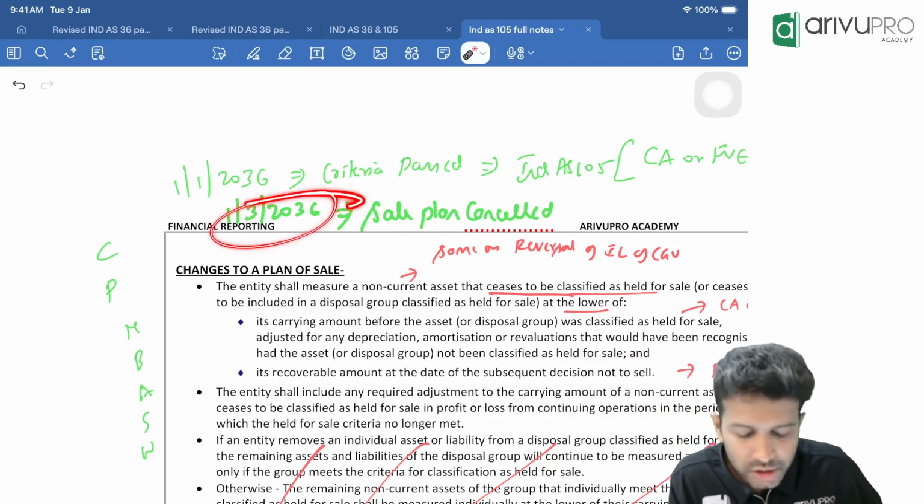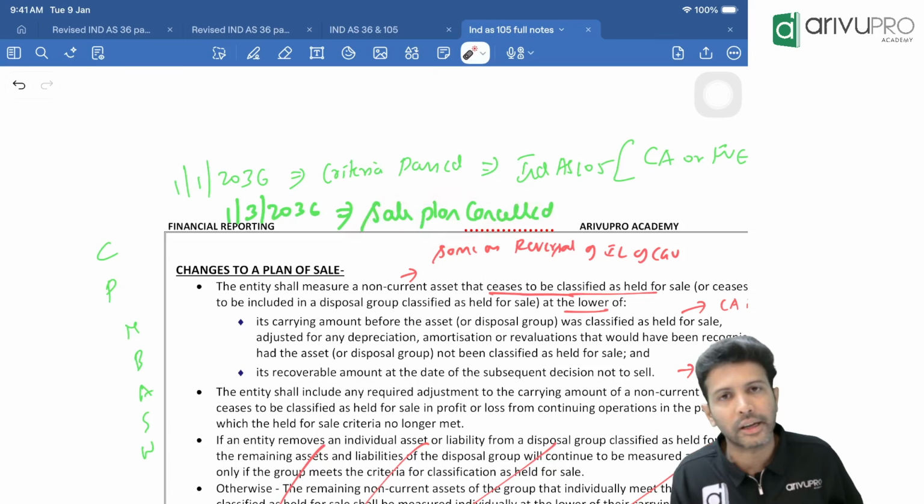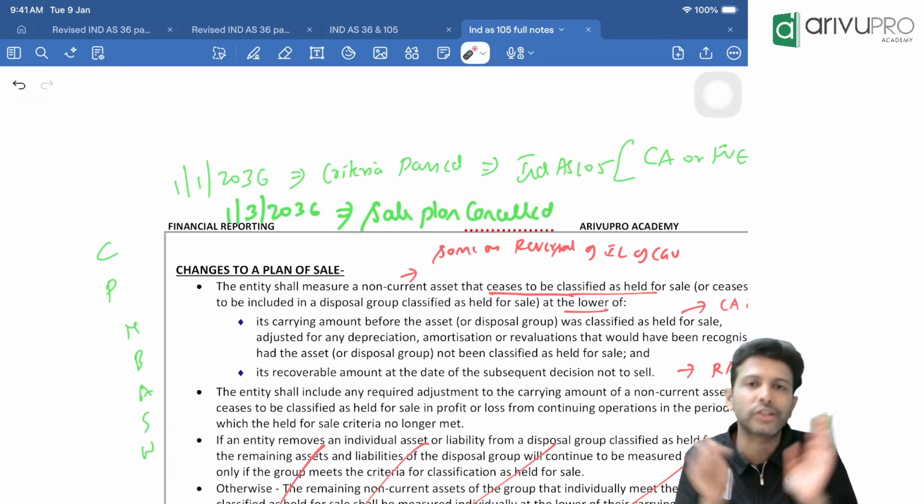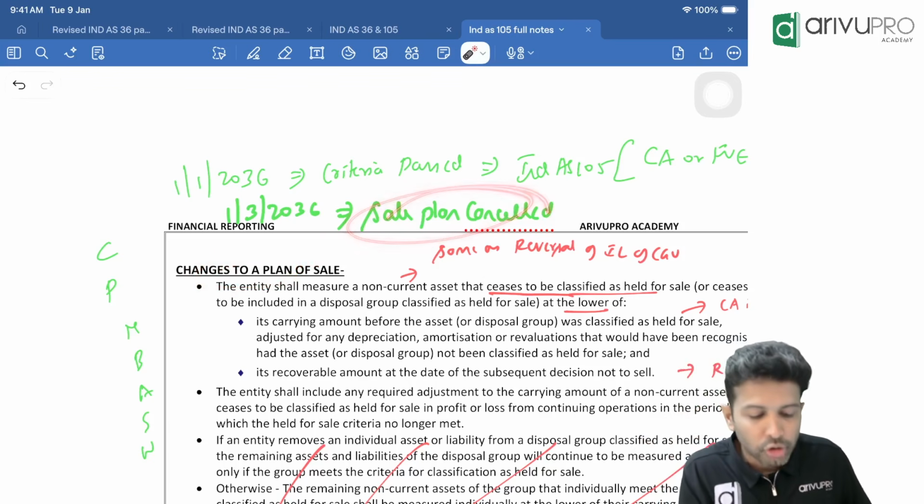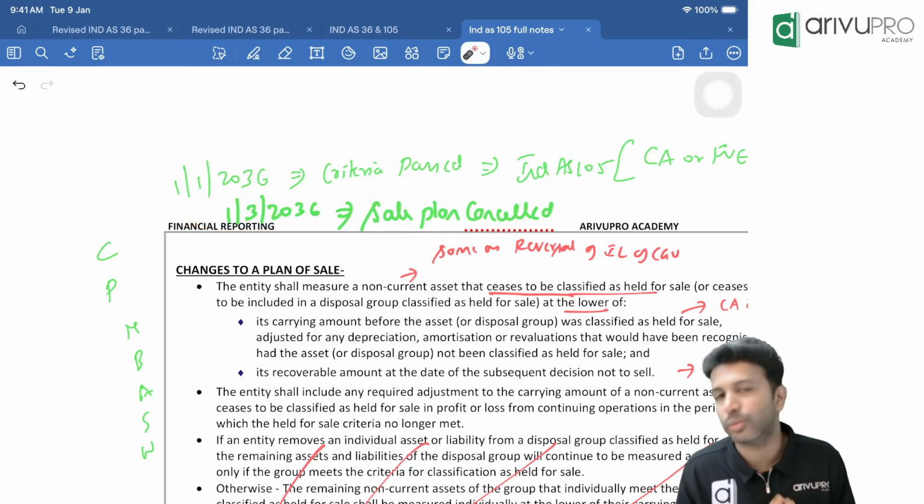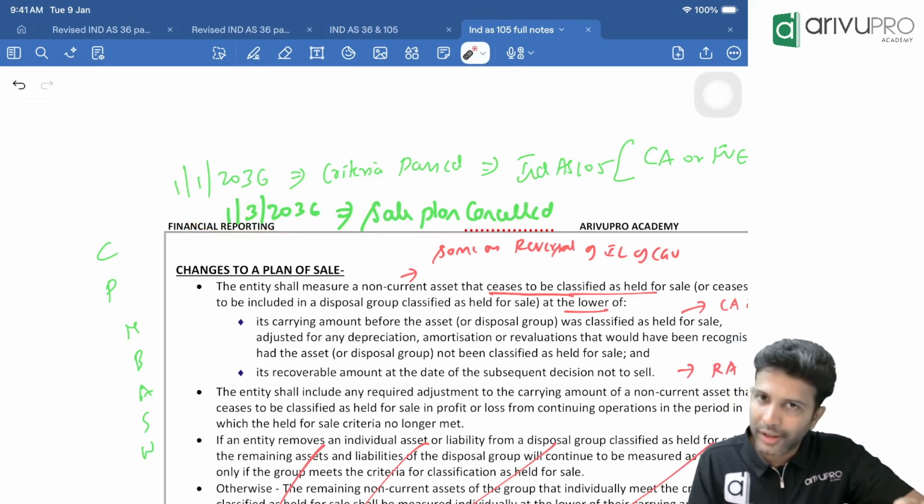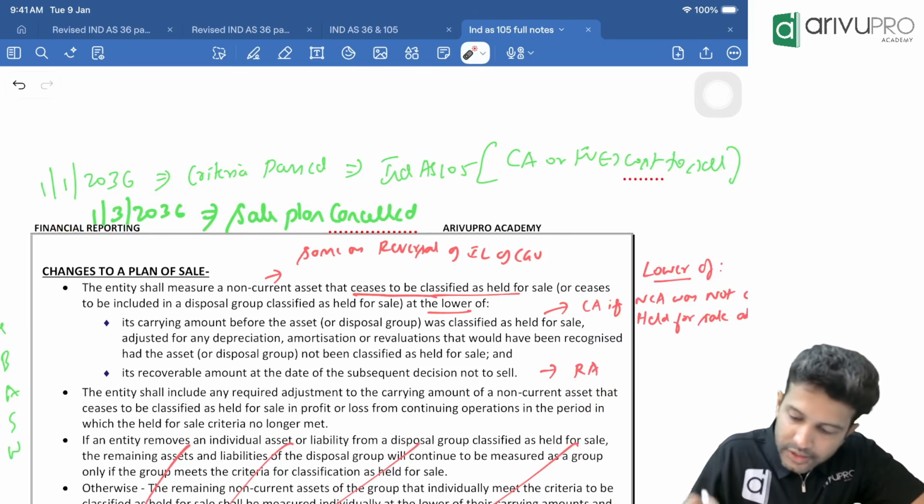Now on 1st March, the plan to sell this non-current asset has changed. We don't want to sell this asset anymore. That is what we are about to study. If this happens, on this date, 1st March, what should we do? Everybody good? Now maybe first I'll tell you in my own words.